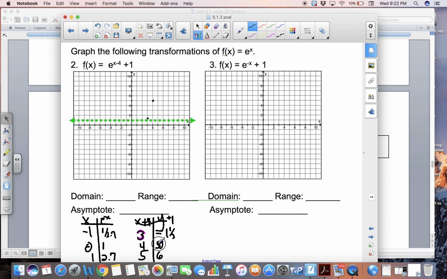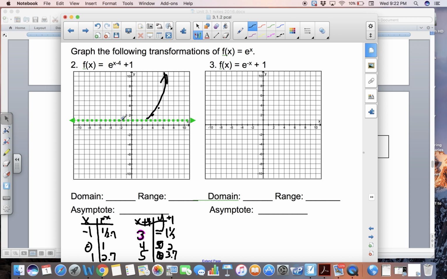Okay, forget that. Y plus 1. 1 plus 1 is 2. And 2.7 plus 1 is 3.7. Sorry, I was reading the wrong numbers. Okay, so 4 is actually 2. That makes a lot more sense. And 5 is 3.7. Okay, so again, there's your exponential growth.